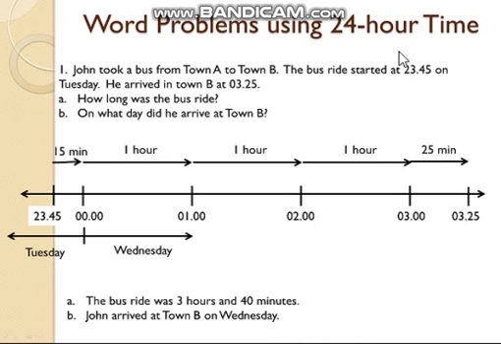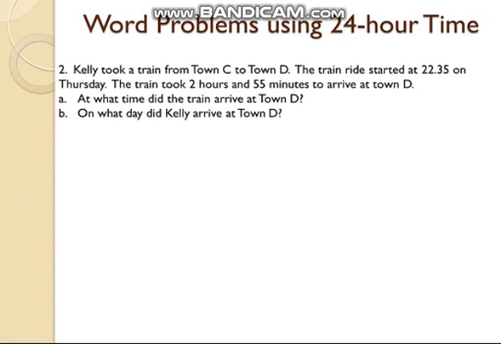Now let's see the second problem. Kelly took a train from town C to town D, and the train ride started at 22:35 on Thursday. This is the starting time. The train took 2 hours and 55 minutes to arrive at town D. We do not know the arrival time, but we know the duration. What we need to solve is at what time did the train arrive at town D, and on what day did Kelly arrive at town D.